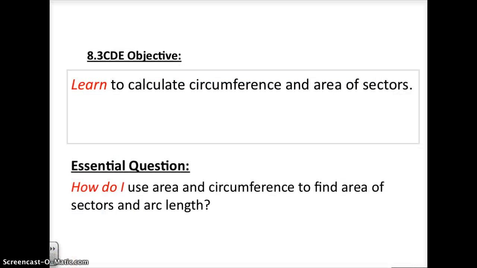Welcome to Chapter 8, Section 3. This is the second part, Part C, D, and E for our standards. Our objective in this whole lesson is all about sectors. We're learning to calculate circumference and area of sectors. And our question is, how do I use area and circumference to find area of sectors and arc length?